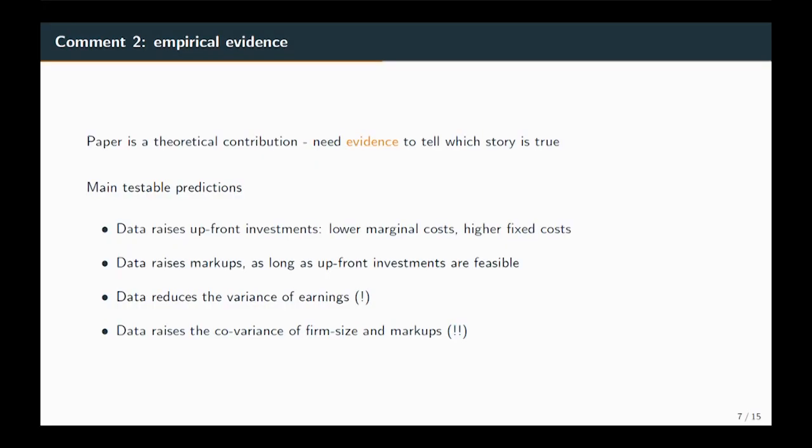And the paper offers a lot of testable predictions. The paper suggests that data should raise upfront investments, thus lower marginal cost, raise fixed costs. Data should raise markups if there is a positive effect of data on fixed cost. Data should make the variance of earnings lower because it's reducing uncertainty in which upfront investments to take. And the final prediction of the model, which I put two exclamation marks behind because it's an important one for this particular paper, is data should raise the covariance of firm size and markups.